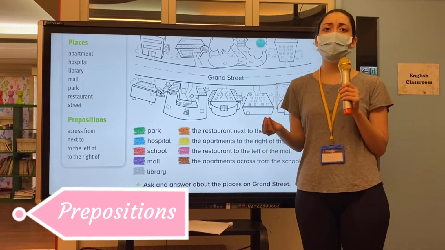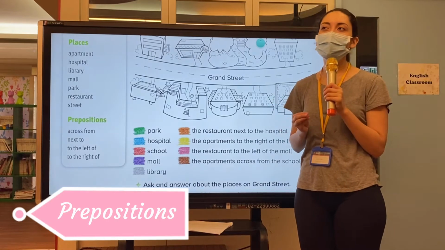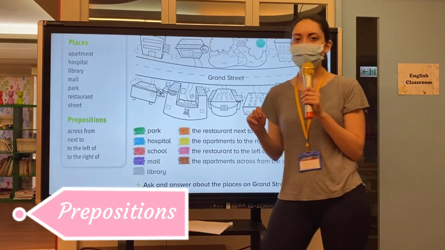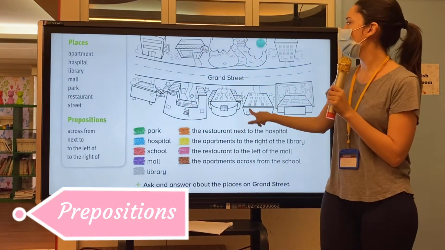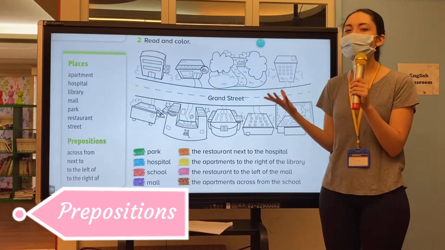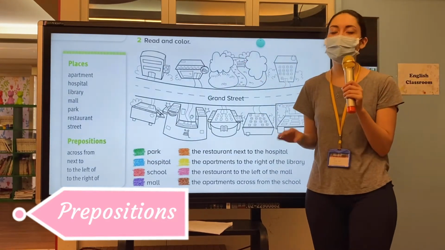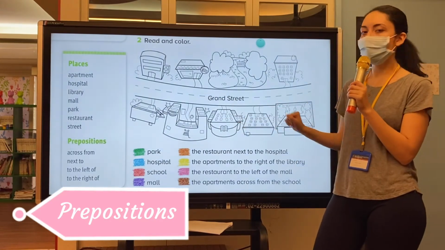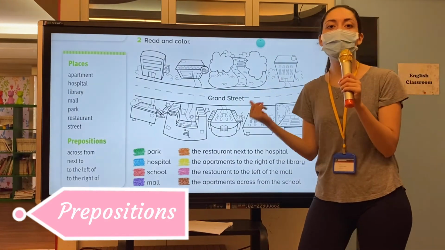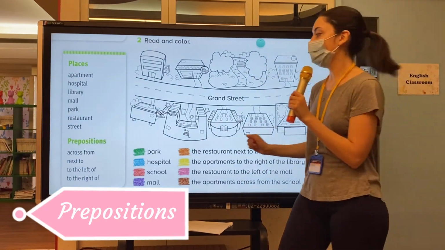Now, we have some prepositions. What are prepositions used for? Prepositions are used to locate a place. So for example, we can say across from. Let's say this is my house. So we want to locate my house. And there is a park. Everyone knows where the park is. So I can say, my house is across from the park. So you need to cross the street. And I say across from the park.